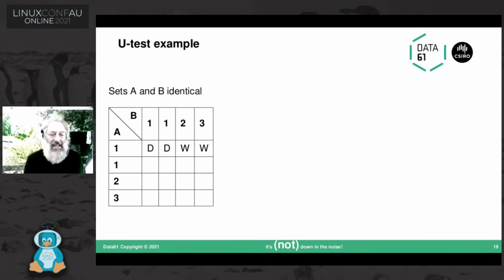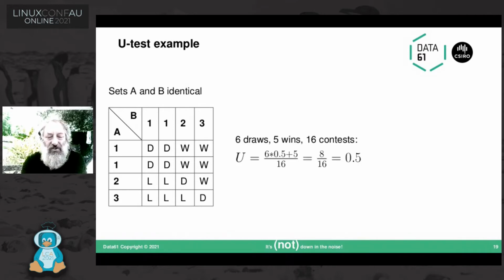I'm going to consider it from A's point of view. A draws with B in the first two columns and wins in the second two columns. Same in the second one because it's still the same value. In the third column, first two measurements, draws in the third and wins in the fourth. And likewise in there. So if you add them all up, we've got 6 draws, 5 wins, and 16 contests.